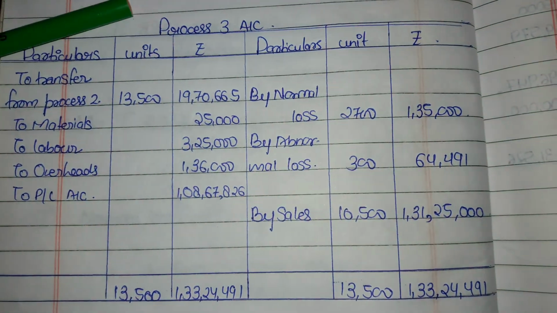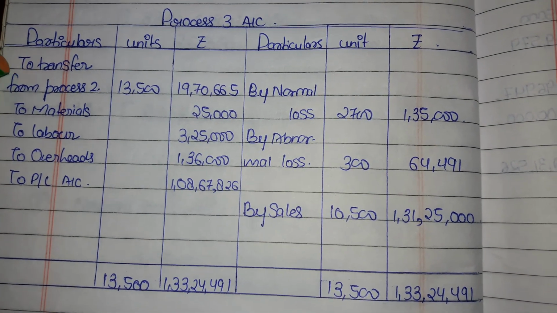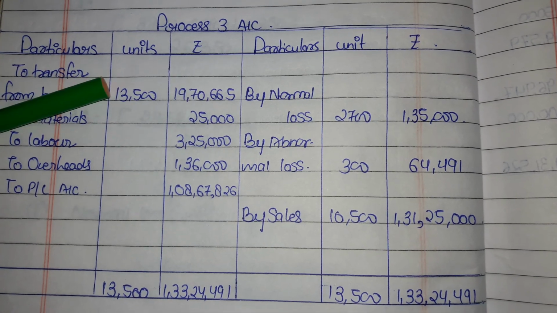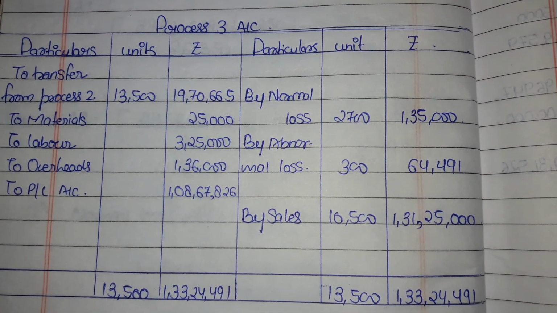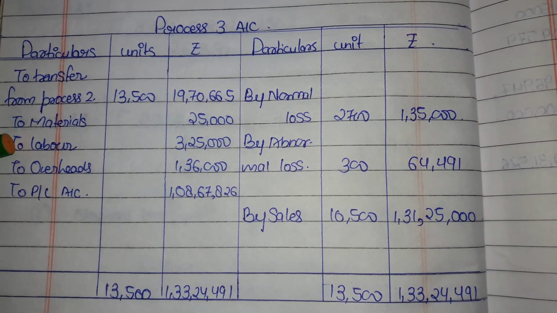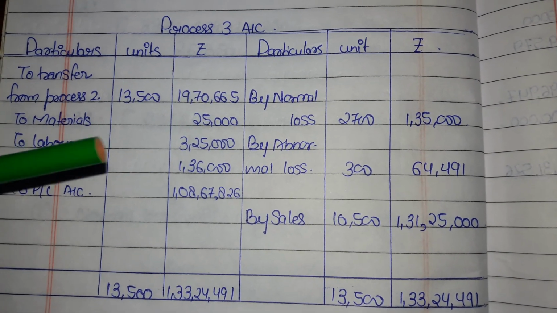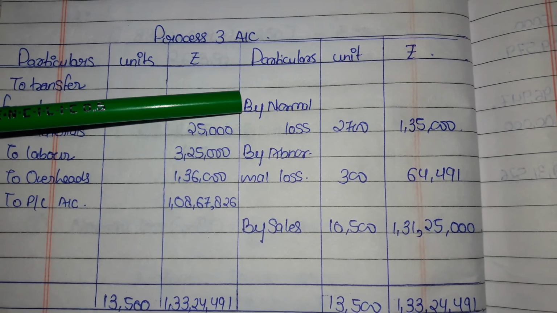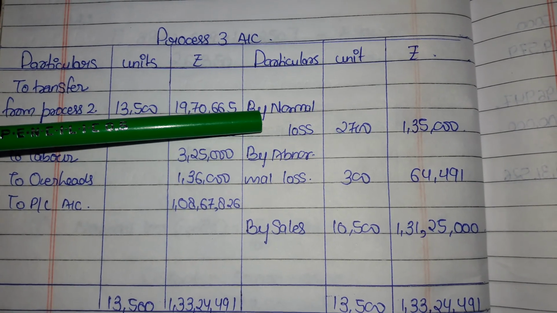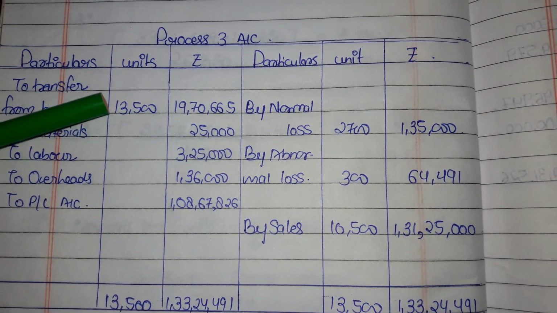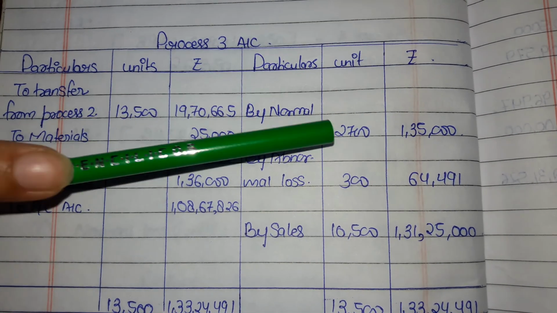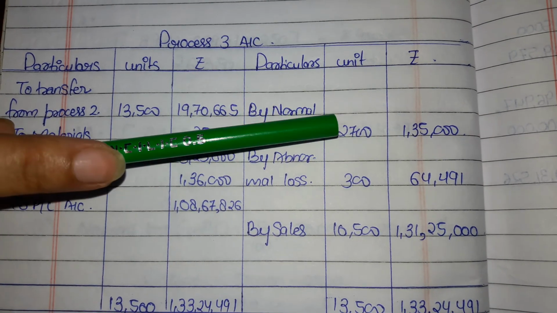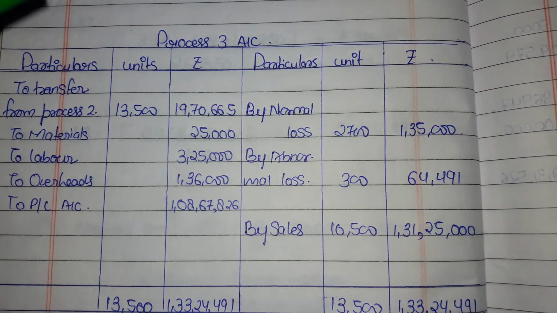Moving to process 3 account, first we'll write to transfer from process 2 account, that is the output of process 2, 13,500 and its value. Then all the expenses, your material, labor, overheads, and the same thing we'll find the normal loss, in which we were given in the question that 20% units were lost, that is 20% of 13,500, we get 2,700, and the scrap value was 50 rupees. So we'll multiply 2,700 by 50.